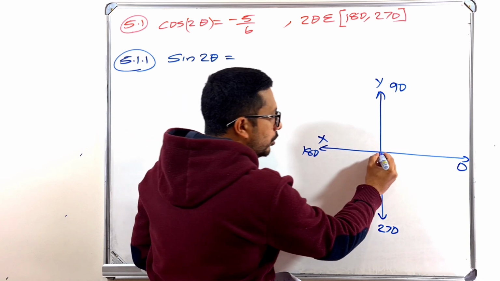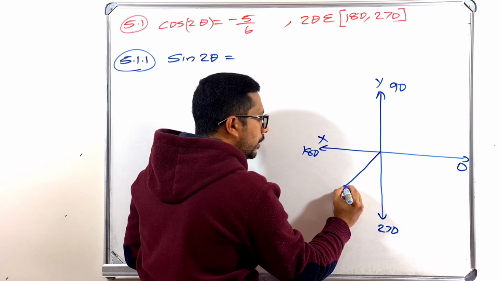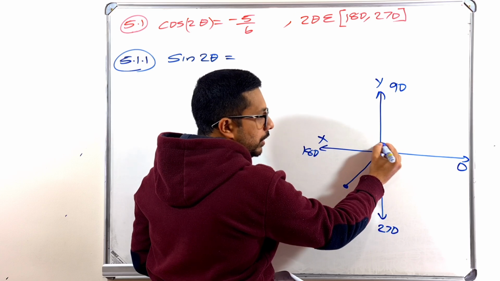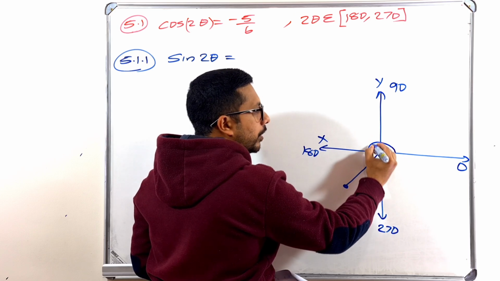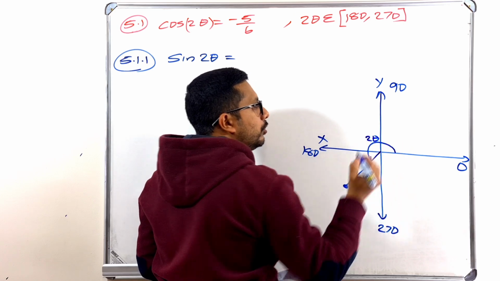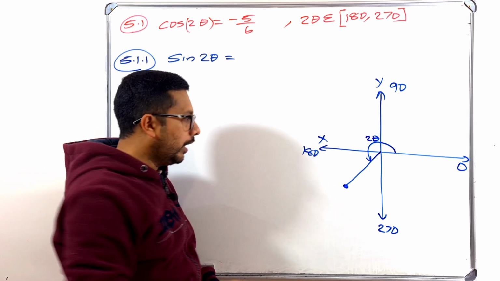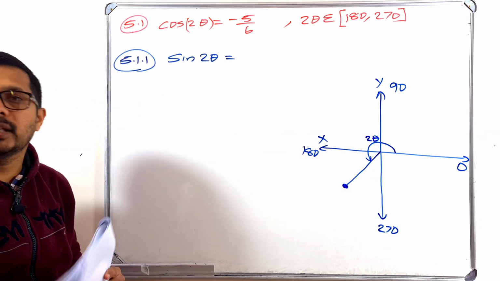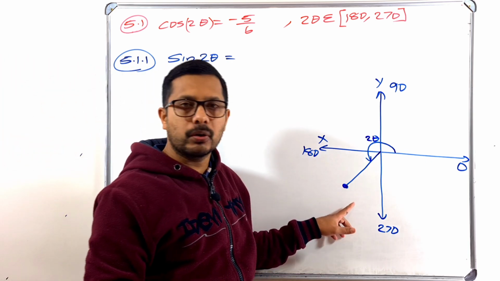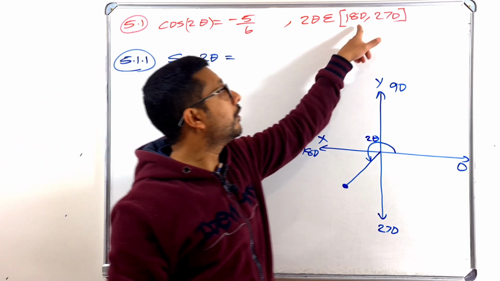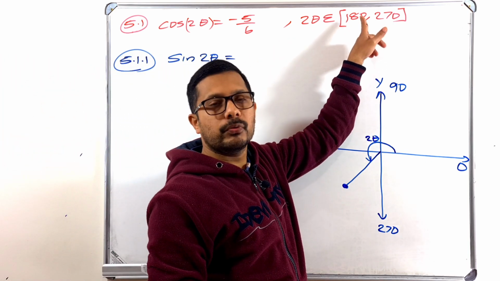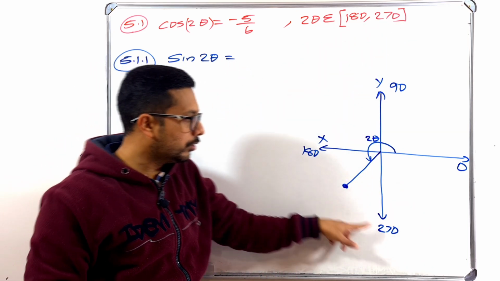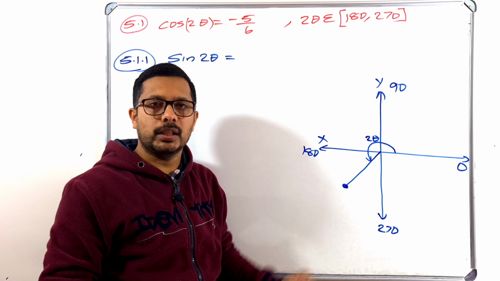So our point is somewhere here, and this angle from the positive x-axis is 2 theta. Here is our point in the third quadrant. Why is it in the third quadrant? Because it is given that 2 theta is an element of 180 to 270, and 180 to 270 means it's in the third quadrant.